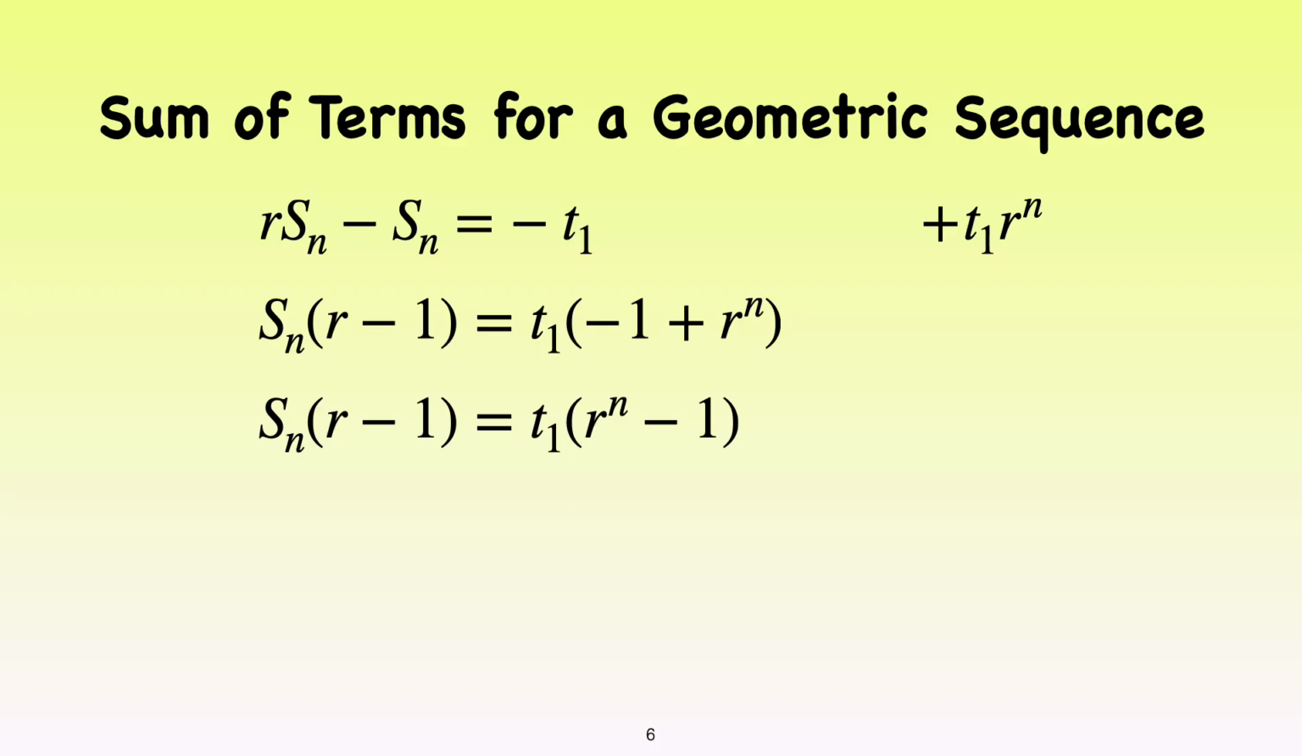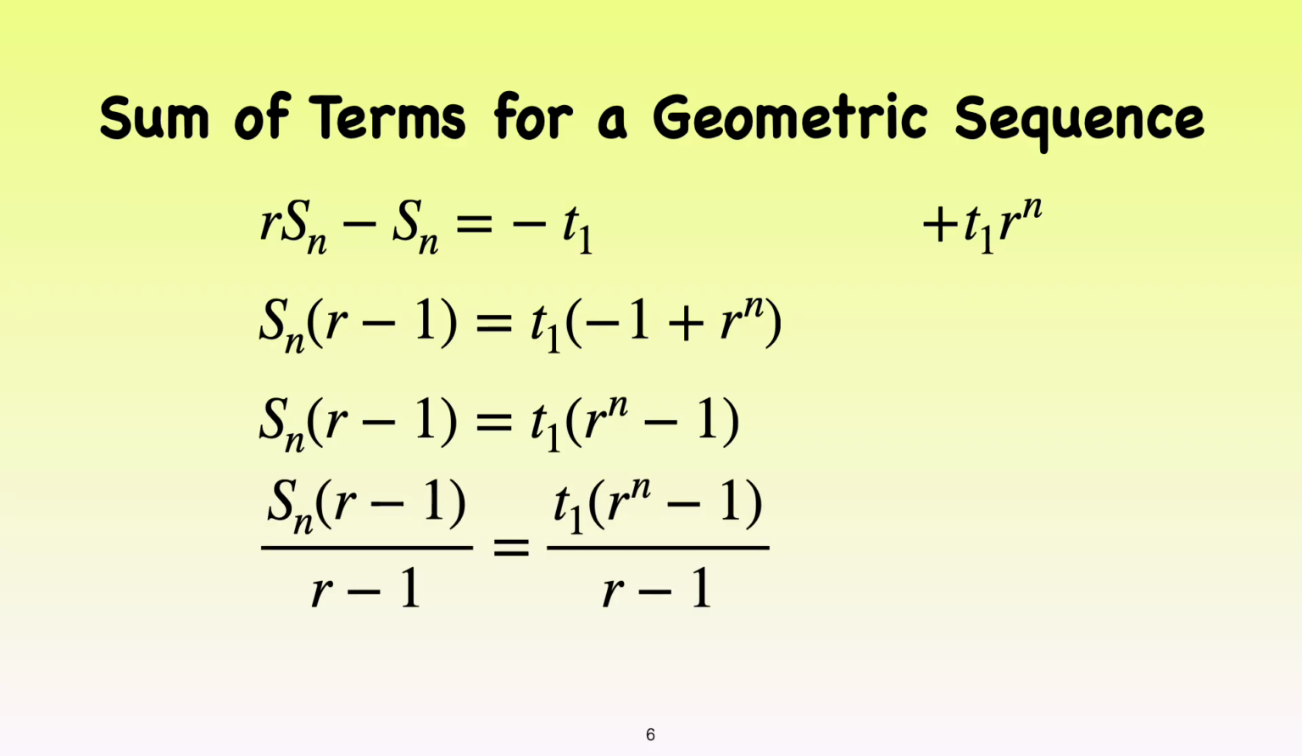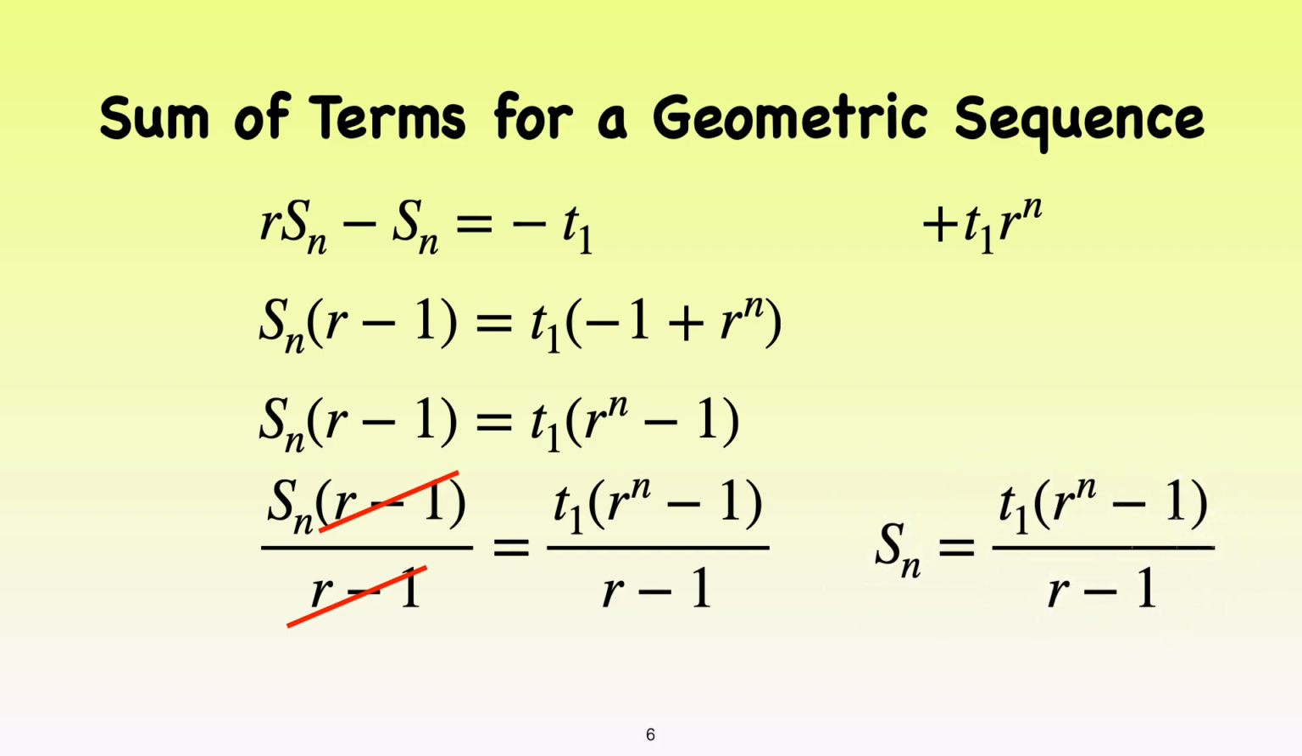Oh, look! We now have s sub n. S sub n is the sum of terms for a geometric sequence. We have it multiplied to r minus 1, so let's divide both sides by r minus 1. And then get rid of the glorified 1. And here is our simplified equation for the sum of terms of a geometric sequence. Whew, that was a lot of alphabet soup.